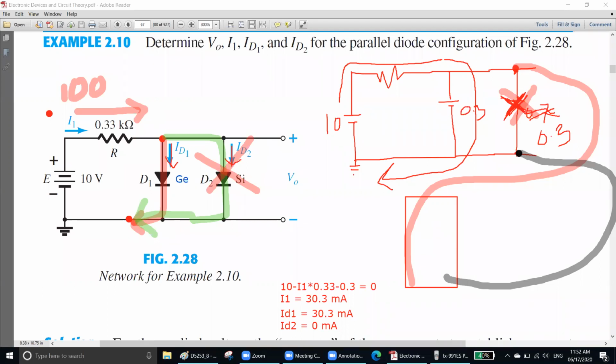Okay, sir. So we can say, if silicon and gallium arsenide are in parallel, then silicon is activated and gallium arsenide is not, right? And what will be the VO? That means what will be the voltage across them? 0.7, silicon. Exactly. You are exactly correct. We will do more math about this in the next class. Understood?